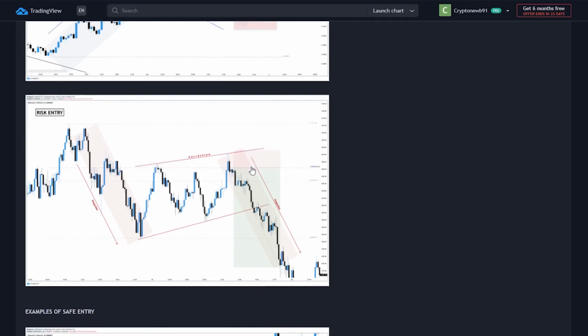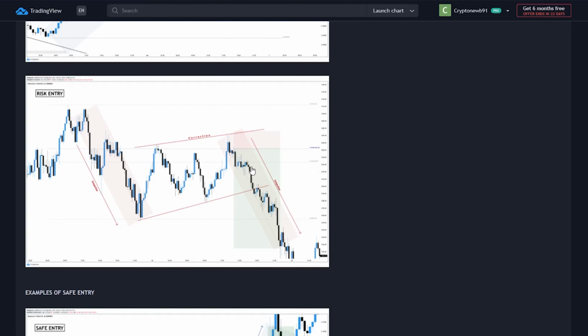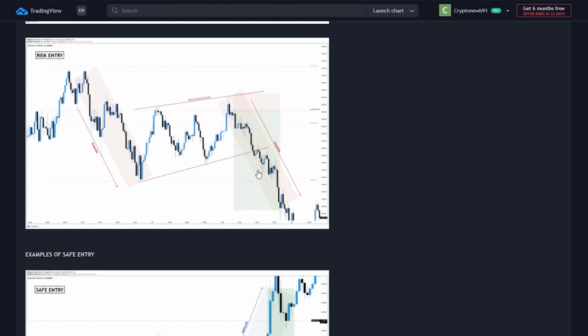So safe entry requires more than one confluence and requires confirmation. So if we have the rejection of the Fibonacci level as well as a breakout of the flag, confirming that it's a valid pattern. So how do we trade using safe entry?